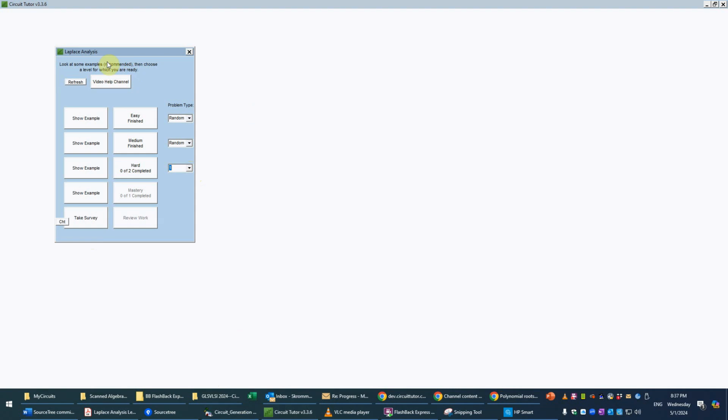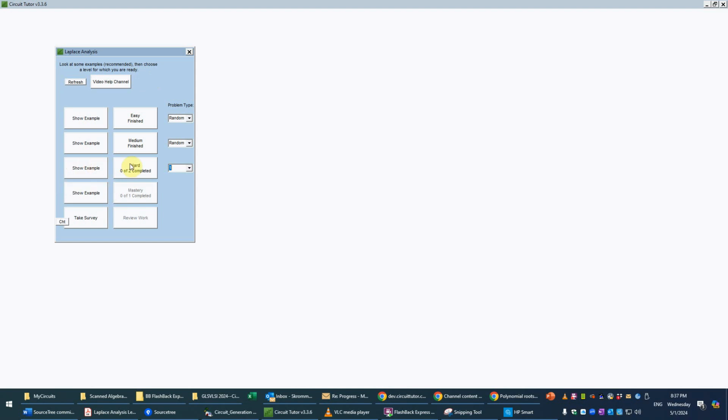We're going to assume that you've already viewed the introductory tutorial associated with the Laplace impedance simplification game, which contains a lot of very important information on how to work these problems in the Laplace domain. Also, we strongly recommend that you look at examples prior to starting an exercise, which are available here. That will help avoid a lot of frustration later on.